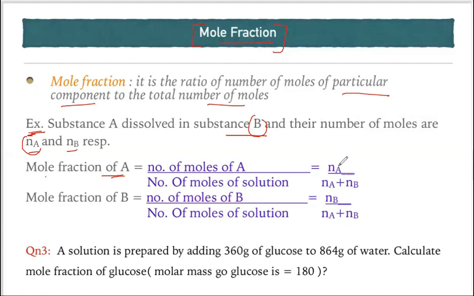So we can write it as Na, that is moles of A, divided by the total number of moles, Na plus Nb. If asked what the mole fraction of B is, then moles of B divided by the total number of moles of the solution. So Nb divided by Na plus Nb. Based on this, we can try the numericals.